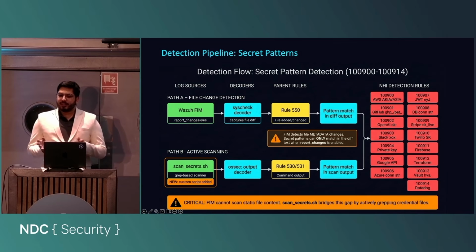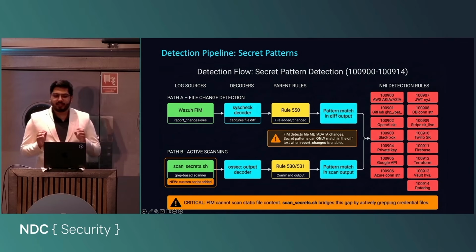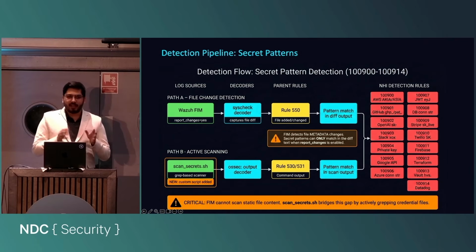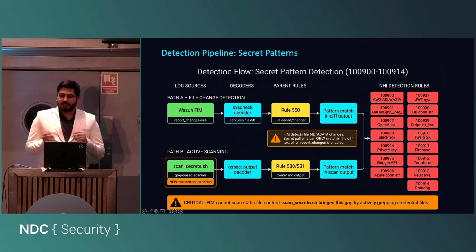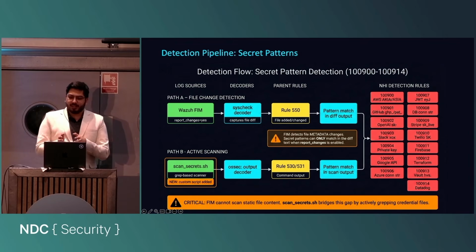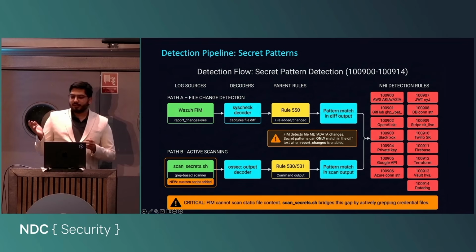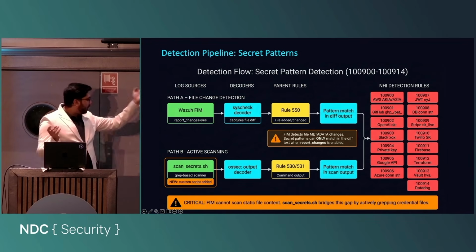So for secret pattern detection, we have two paths, and this is important. The first path is when FIM detects a file change and can match the patterns in the diff output. But that's only when report_changes is enabled. In the second path, our custom scan script actively greps the credential files. FIM alone cannot scan the static file content. The active scanner is there to bridge this gap. We are covering 15 secret patterns. We have AWS AKIA, ASIA keys, OpenAI sk keys, GitHub PATs, JWTs, and a lot more. You can see that there.